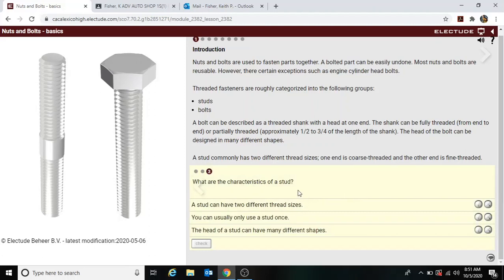What are the characteristics of a stud? A stud can have two different thread sizes, yes. No, you can use it more than once.